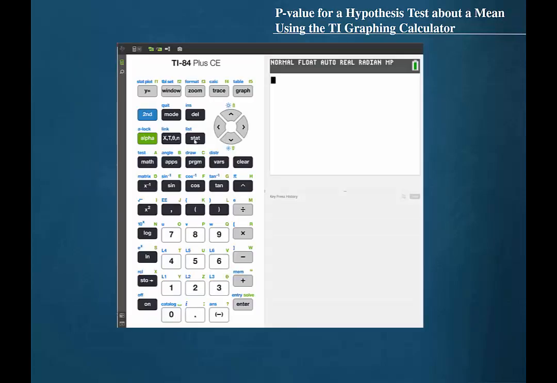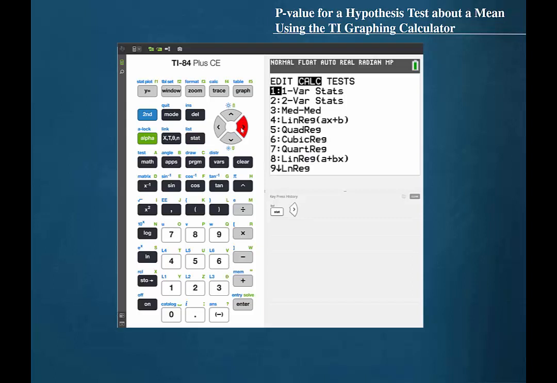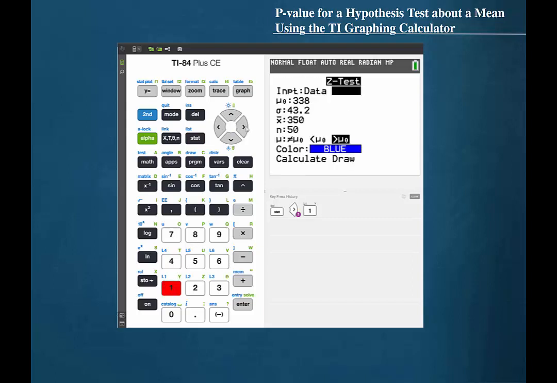We will begin by pressing Stat, then cursor over to Tests, and we will press 1 for z-test. Since we have measures and not the individual data values, we will make sure that Stats is highlighted. The hypothesized mean is 338. We are to assume the population standard deviation to be 43.2. The sample mean is 350. The sample size is 50.